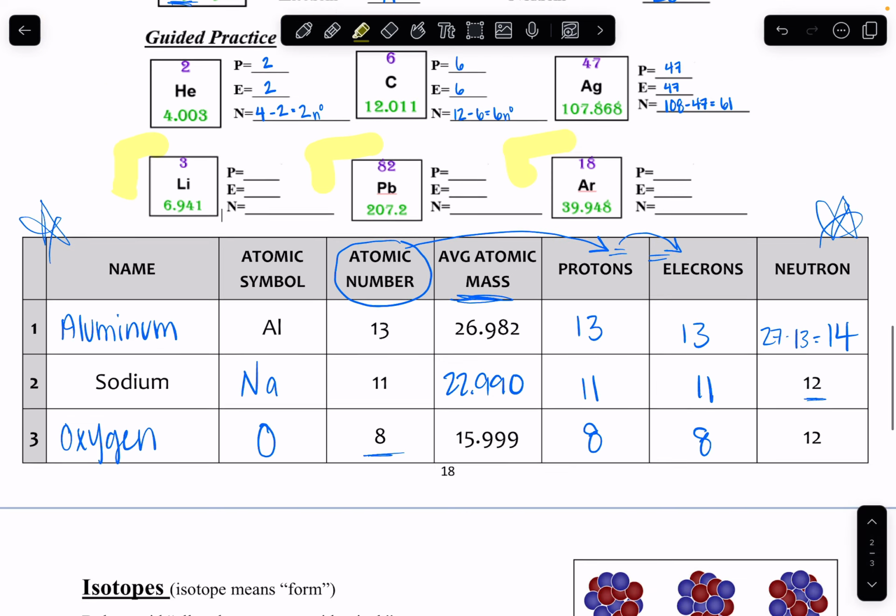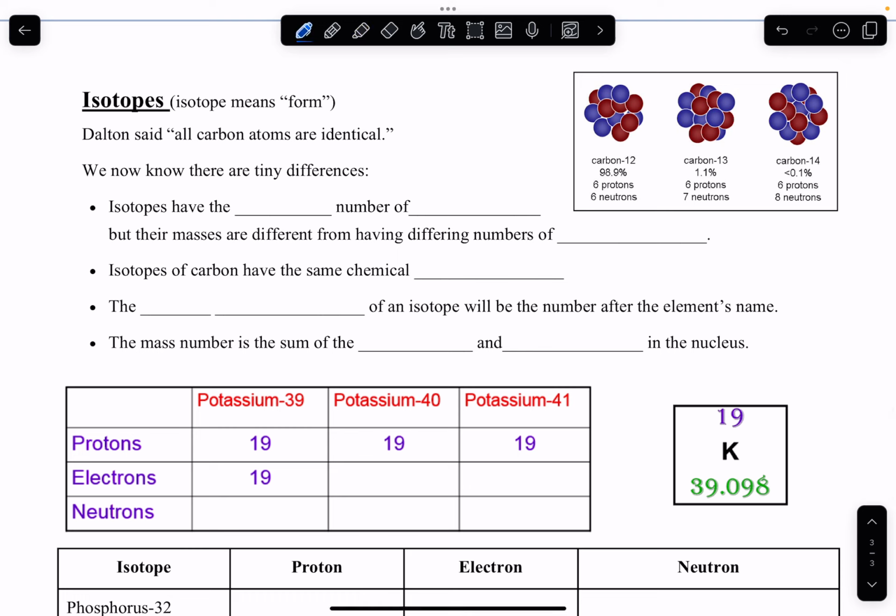Sorry if that was a little chaotic. It's okay. All right, on to isotopes.